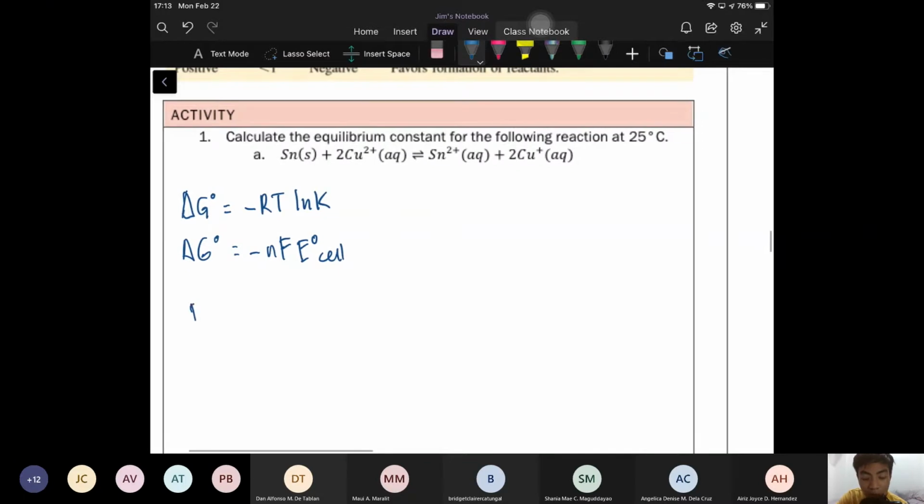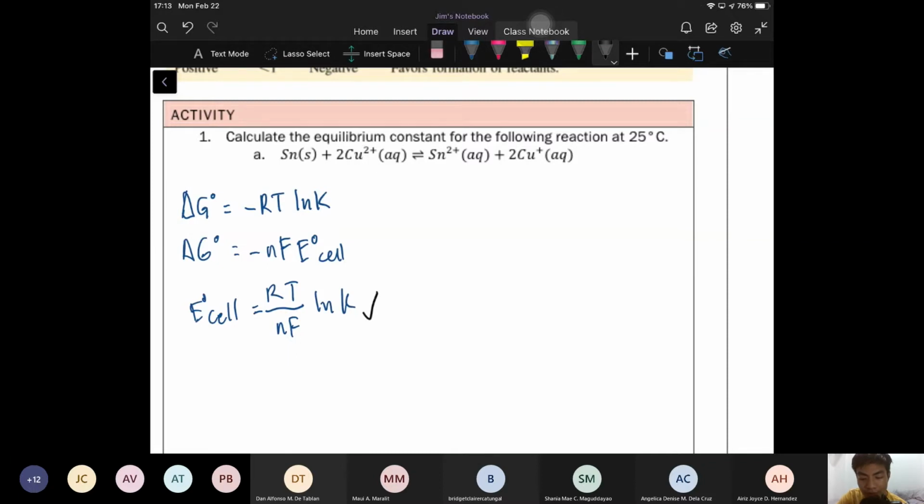Ano pa? Yung E naught cell equals RT over NF ln K. So, yan yung mga equations na sinasabi ko na maging familiar. Okay? So, anong gagamitin natin dito sa tatlong to? Pag ganito yung question nyo, it involves the equilibrium constant and your redox reaction. You can use this na lang.